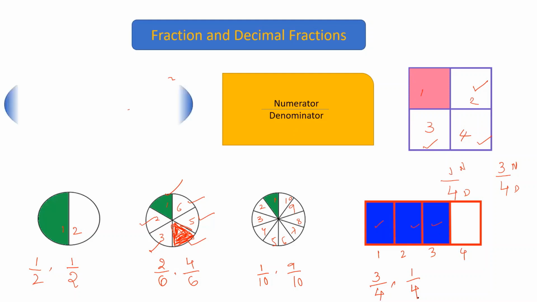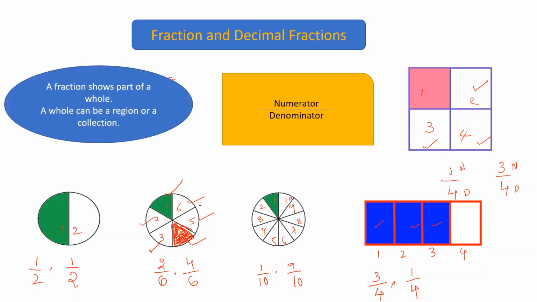What is a fraction? A fraction shows part of a whole. A whole can be a region or a collection. We have different types of fractions. The first one is like fractions. What is a like fraction? Fractions that have the same denominator. We discussed the numerators and the denominators, right?